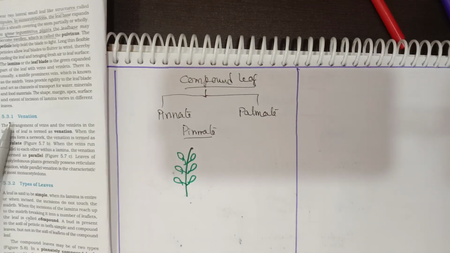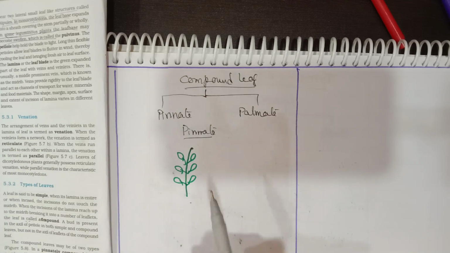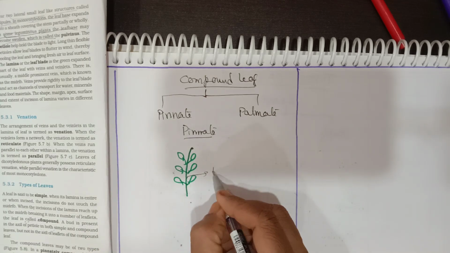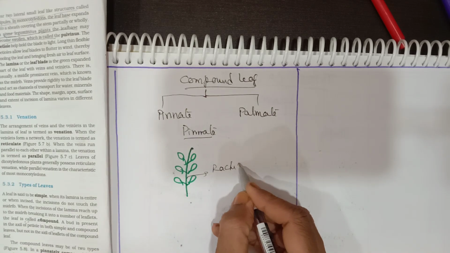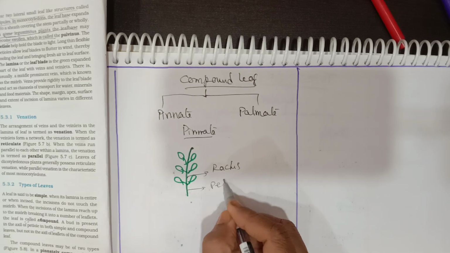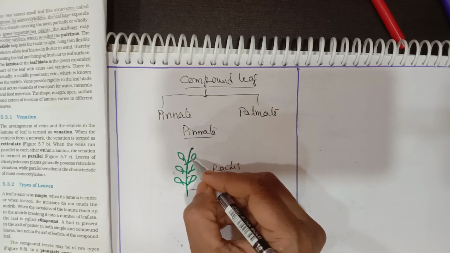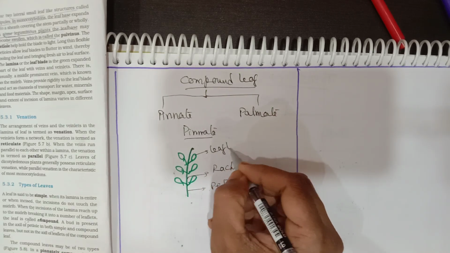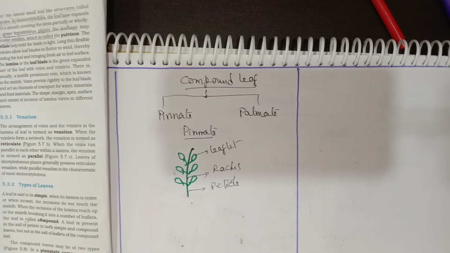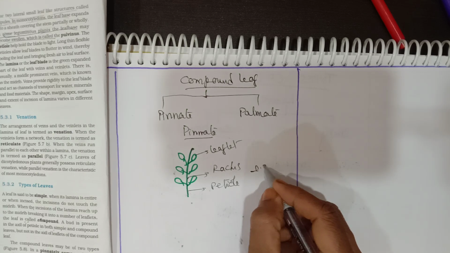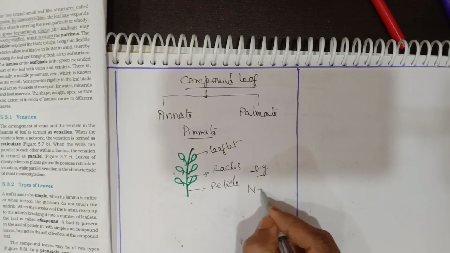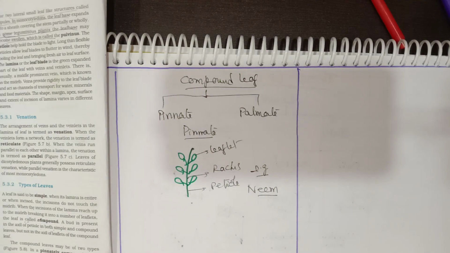So pinnate means the main feature of a pinnate compound leaf is there is a rachis present, and this will be the stalk of the leaf, that is called a petiole, and this one is the leaflet. That is a pinnate compound leaf. An example of a pinnate compound leaf is neem. Neem, many examples we have for pinnate compound leaves.